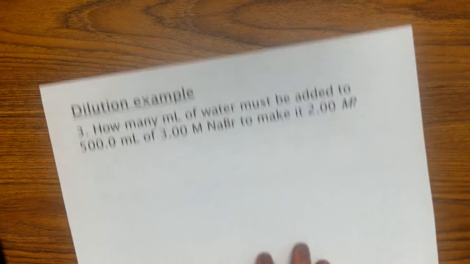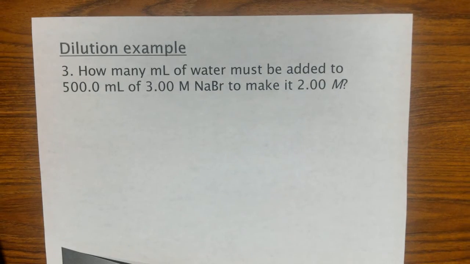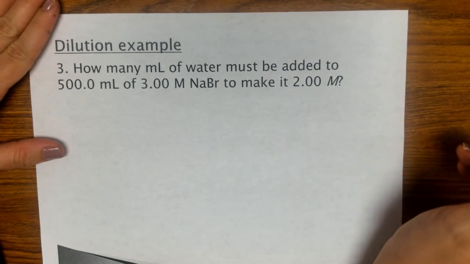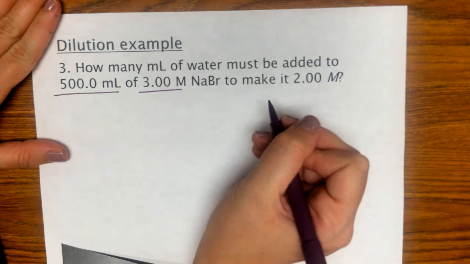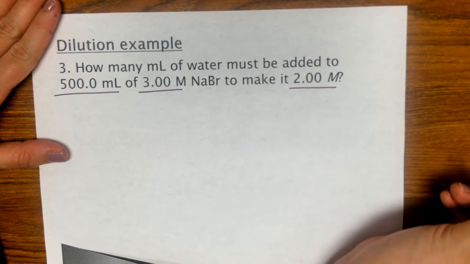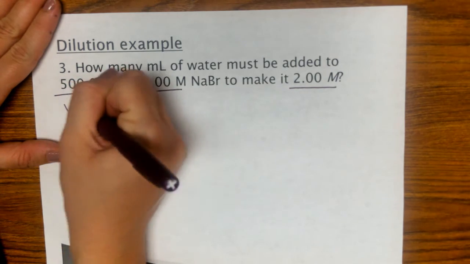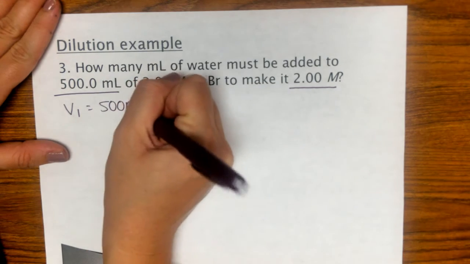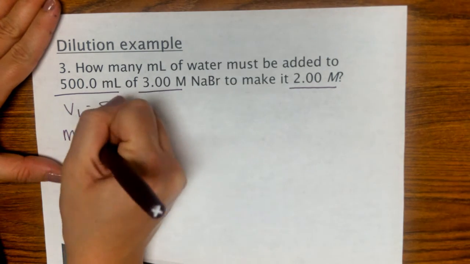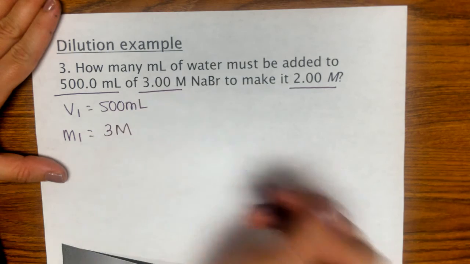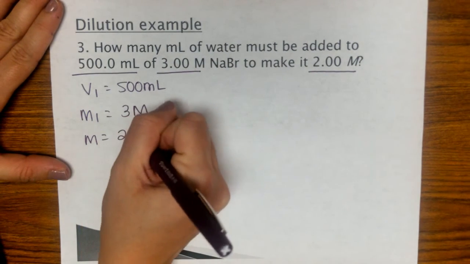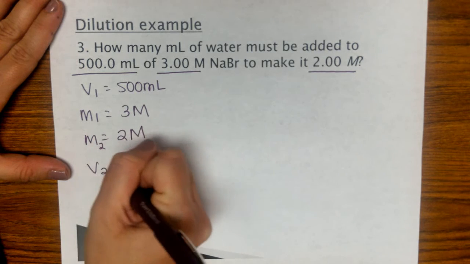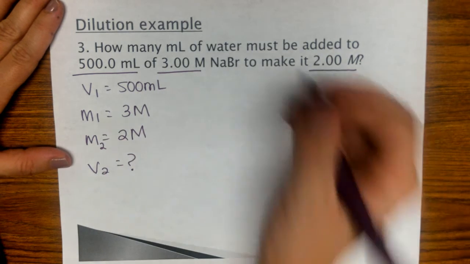Okay, and then third example. This one's a little different. So I want to know how many milliliters of water are added to 500 milliliters of a 3 molar NaBr to make it 2 molar. So my original volume, 500 milliliters. My original molarity, 3 molar. And my new molarity is 2 molar. And I don't know V2. So I'm going to solve for that first.